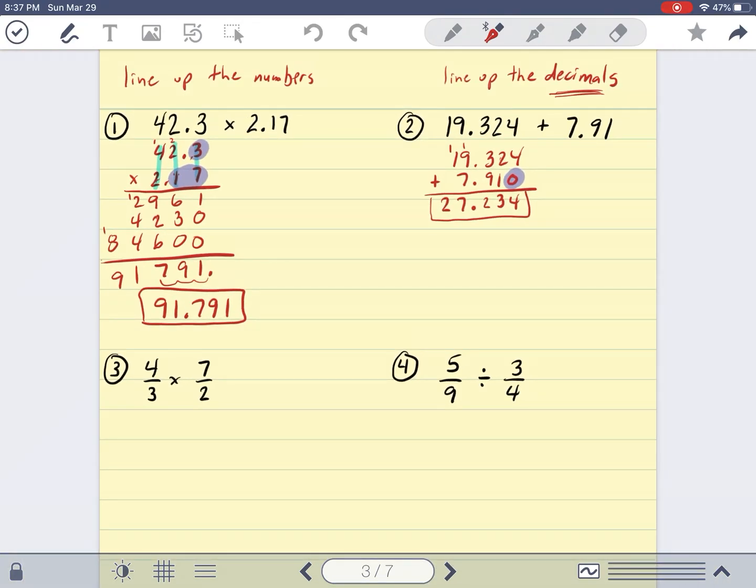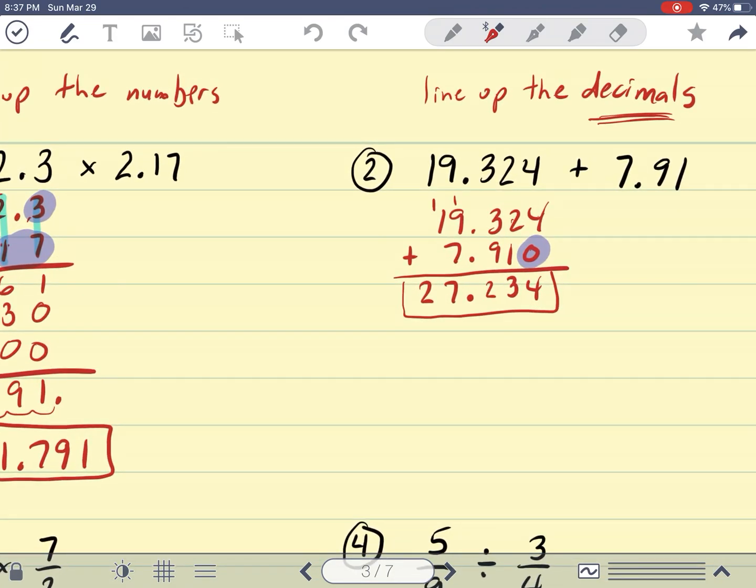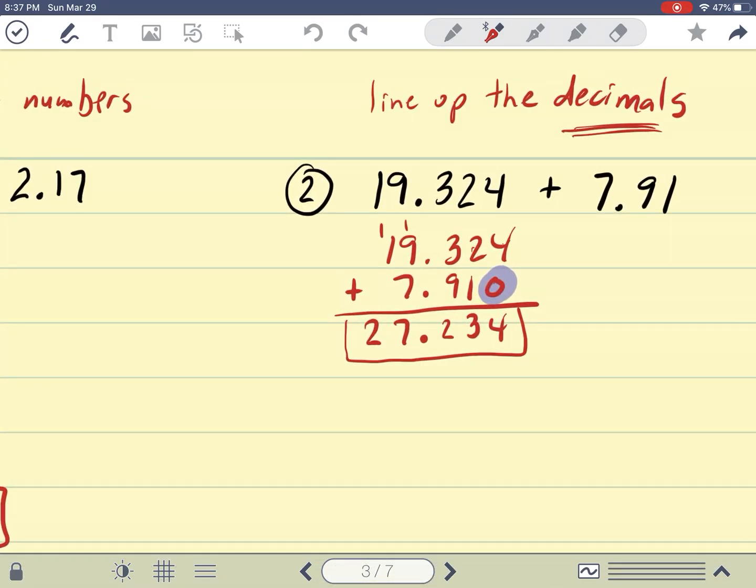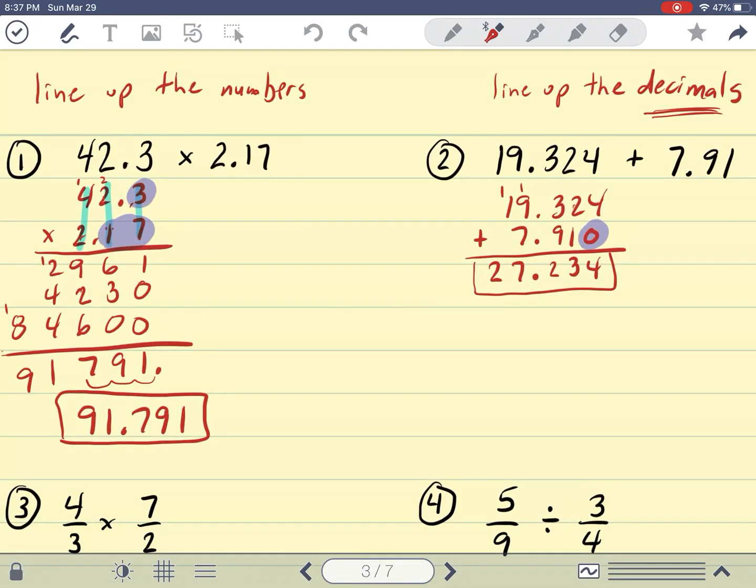All right, last 2 problems are going to be very quick. I'm sorry, let me go back. Any questions on problem 2 or problem 1? Lining up the numbers to multiply on problem 1 or line up the decimals on addition. Now remember, even though I said addition, it's addition or subtraction for lining up the decimals.